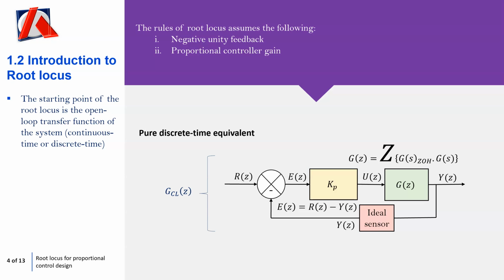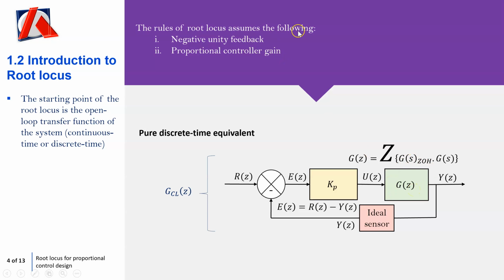So one thing you need to remember is, when you're using the rules of root locus, the starting point is just the open loop transfer function, and this can be in continuous or discrete time. Okay, so always use the open loop transfer function. So that's what the rules of root locus allow us to do.